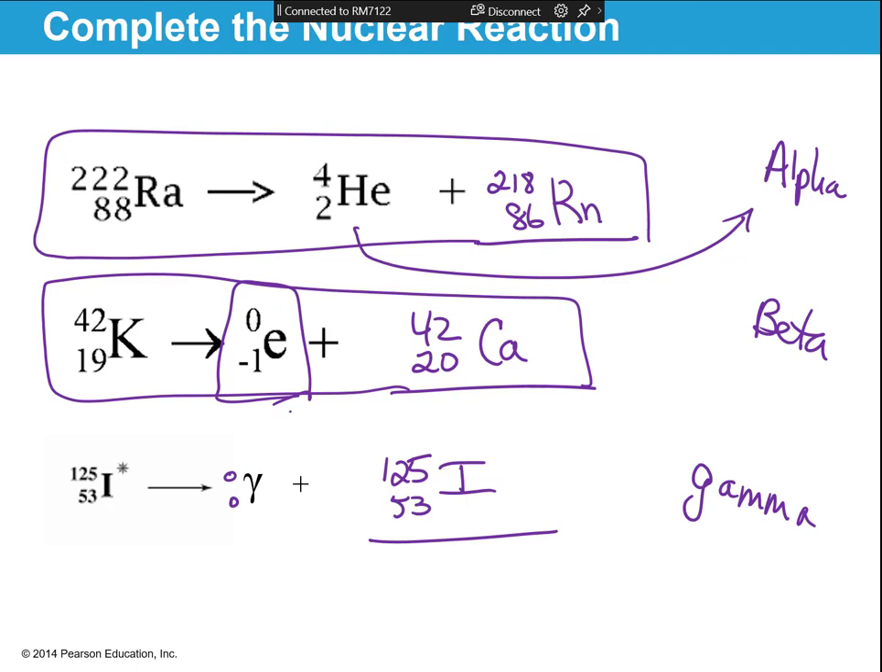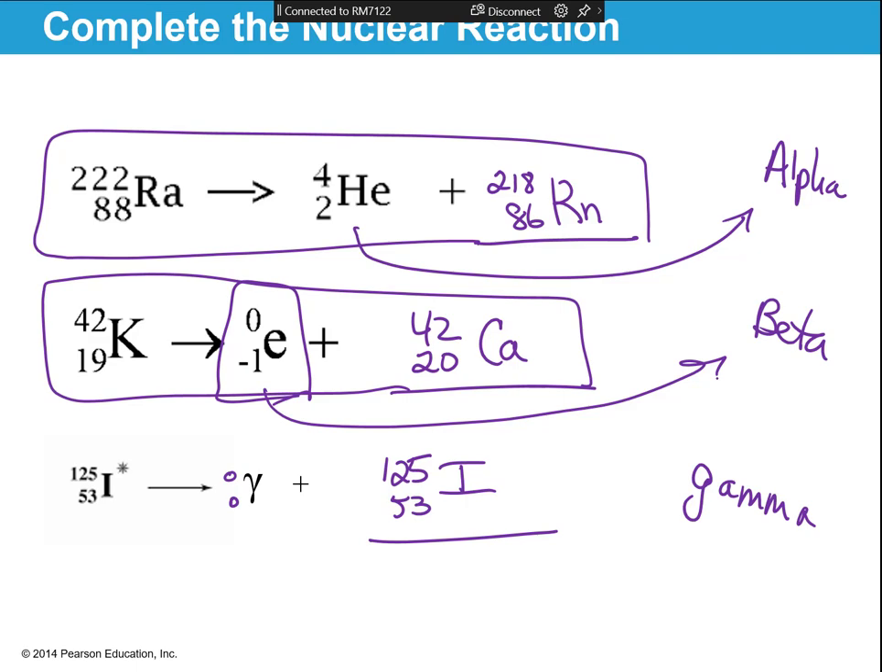So if you see that electron being one of the products, that is a sign that that is beta decay. Okay, so seeing the electron as a product is a symbol for beta decay. So sort of an easy way to pick it out, different from alpha. And then the last one.